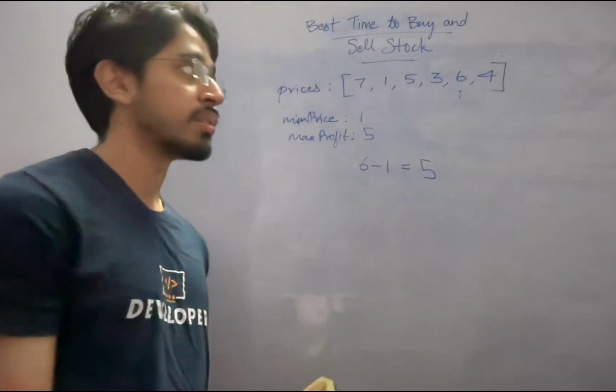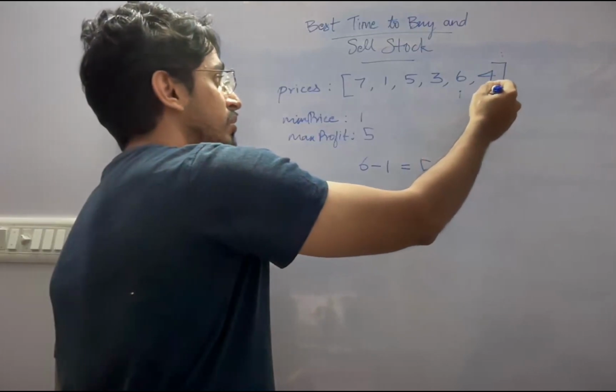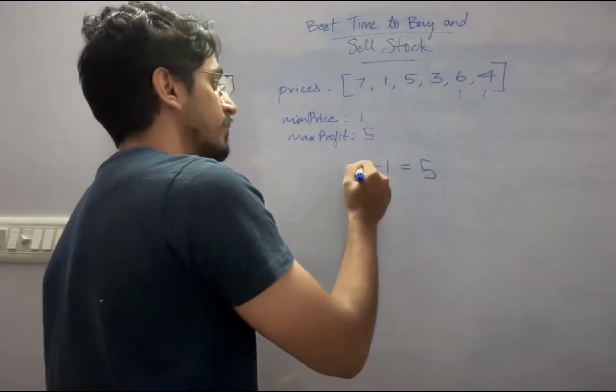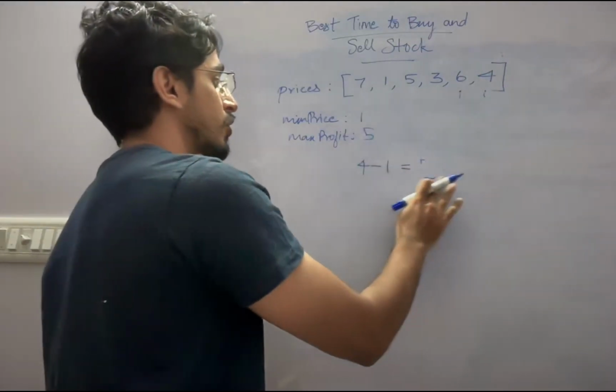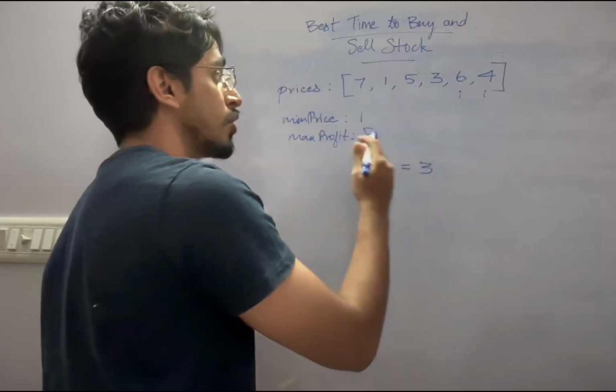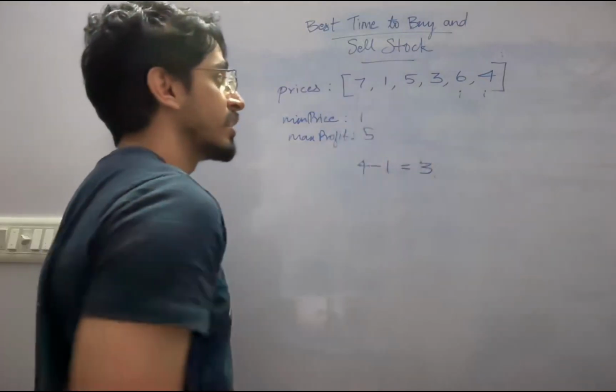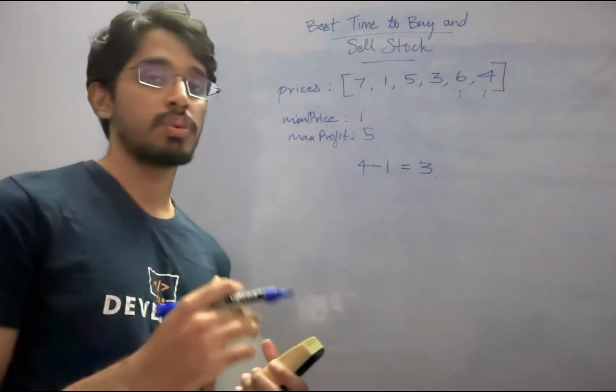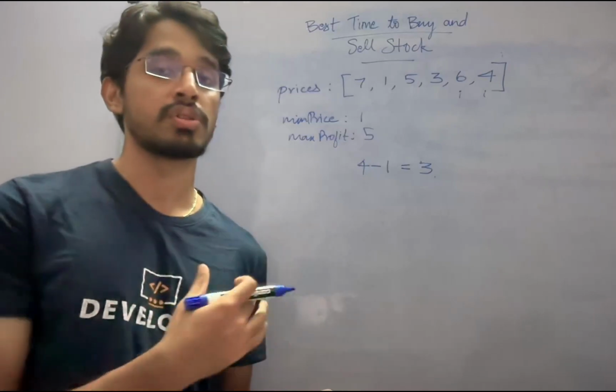Alright, so this is the approach. Again you keep incrementing, right? So this is 4, so 4 minus 1 is 3. Again 3 is not greater than 5, so we keep that as 5 itself. So this is the best approach to solve this problem.